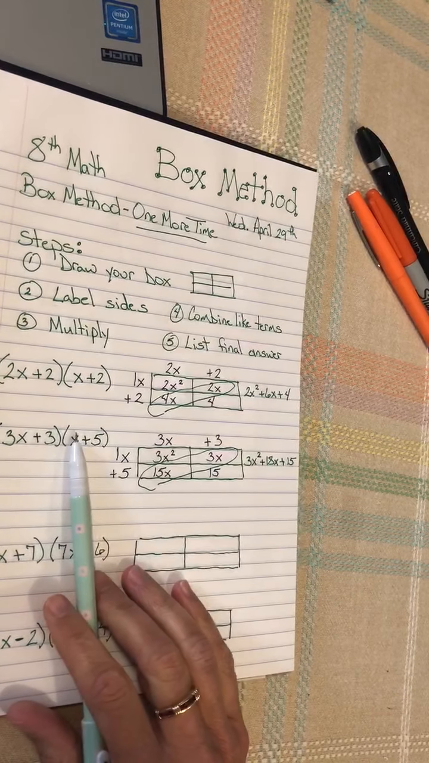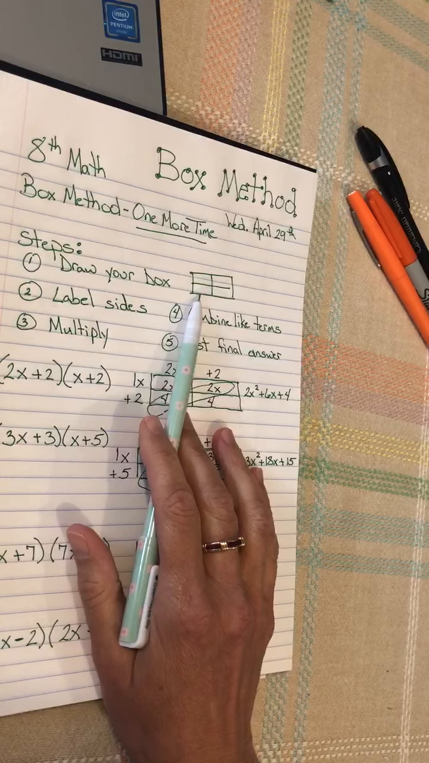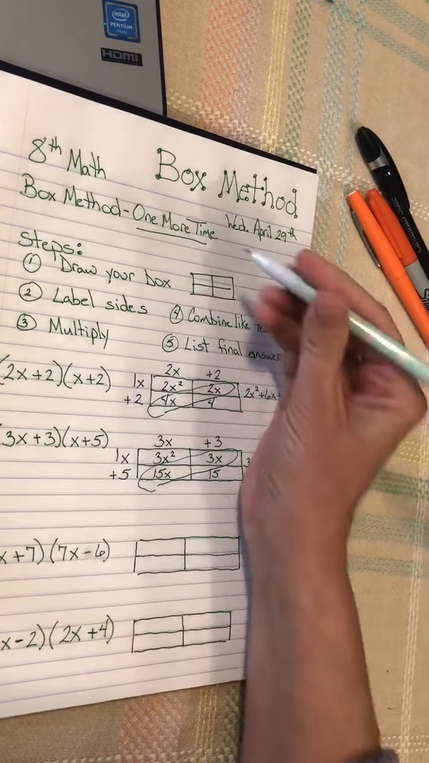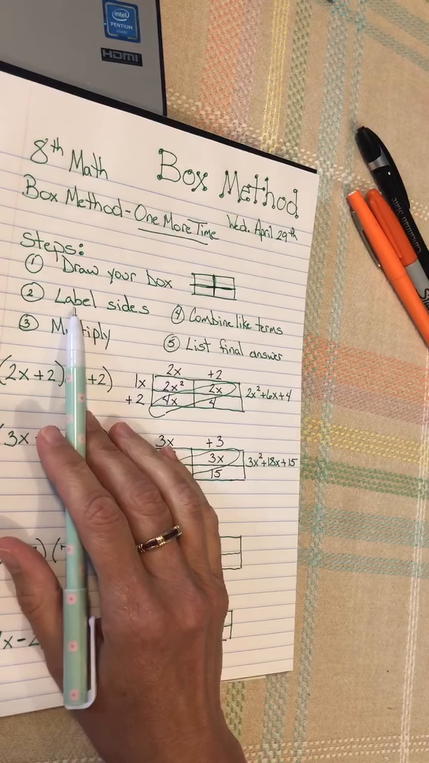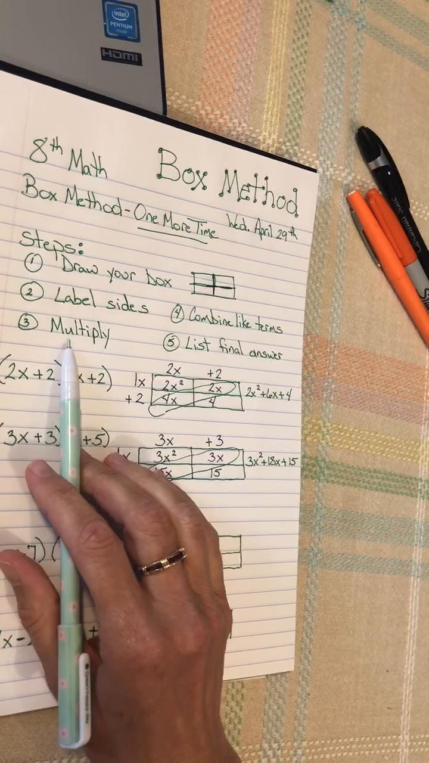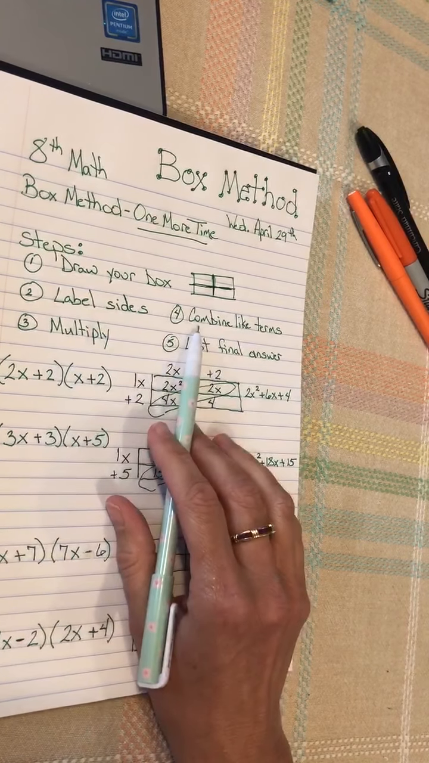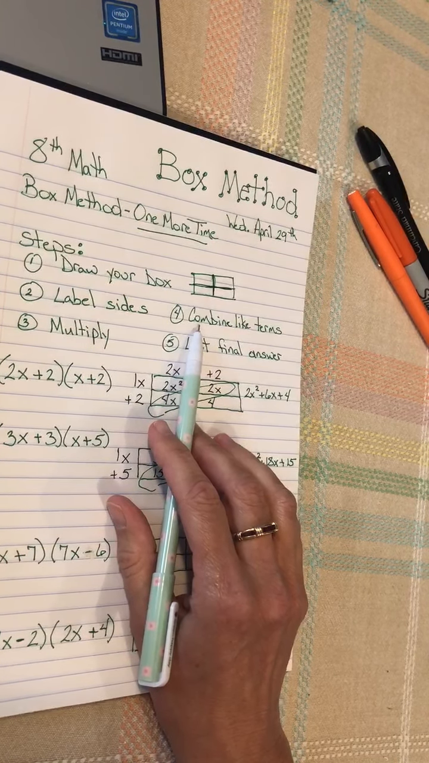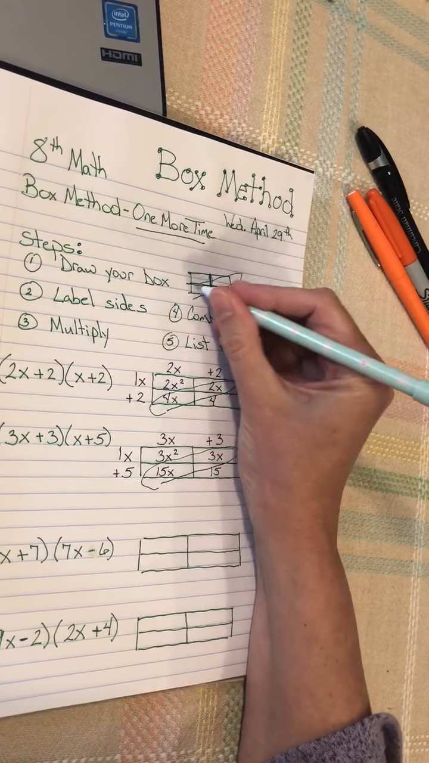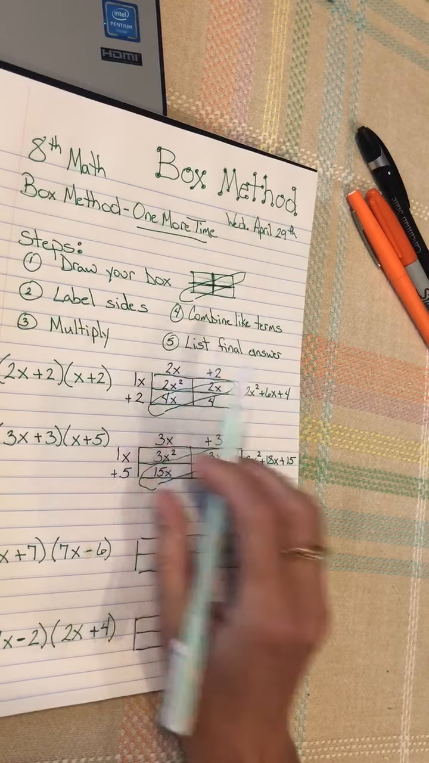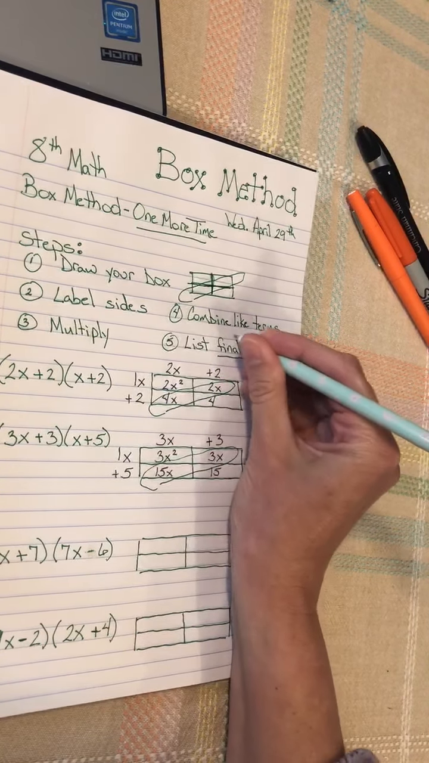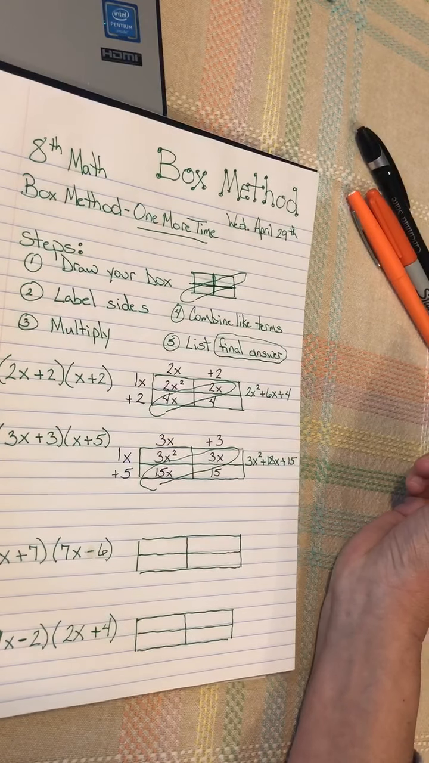So let's go over the steps. All right, you're going to need to draw your box, basically a rectangle divided into 4 boxes. Then you are going to label your sides with the variables and the constants. Then we are going to multiply. We will combine like terms, generally the ones found on the diagonal. Then we're going to list our final answer, and your final answer, I would like it circled so I can find it.